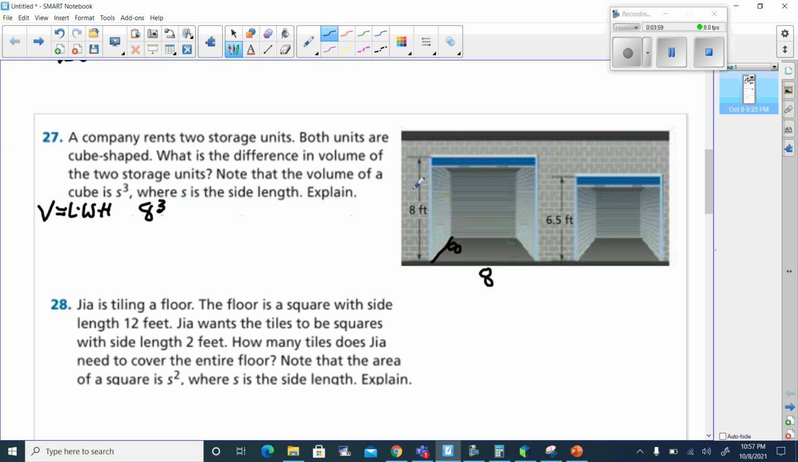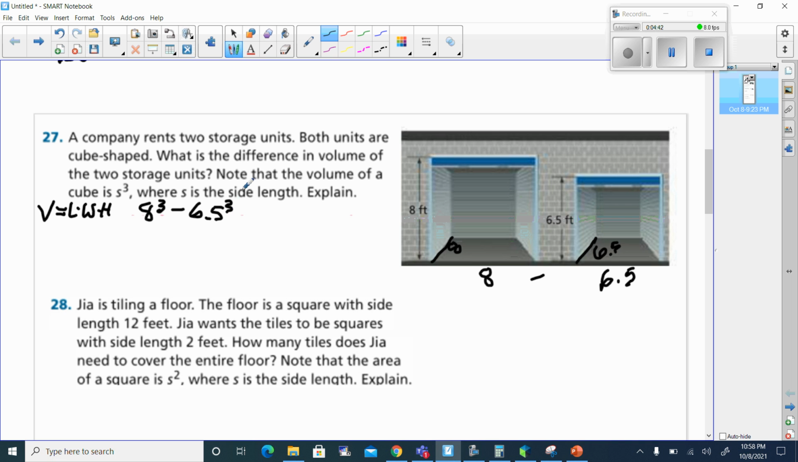Now it said the other storage unit, right? Both units are cube shaped. What is the difference? Which means I'm taking this one and subtracting this one. And we've seen that this is 6.5 over here, which means this bottom is 6.5, which means this side here is also 6.5, which means we have 6.5 cubed. So we're going to subtract 6.5 cubed. You might be tempted to take 8 and minus 6.5 from it. That would be the wrong move. Don't do that. You have to break these down and find out what the answer is after you've taken them and you've cubed them.